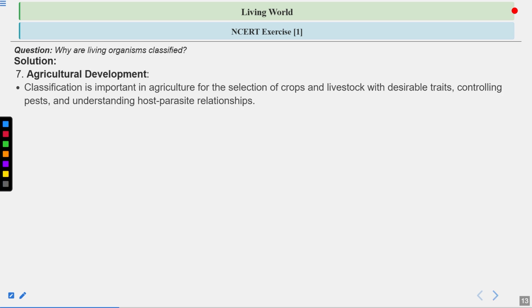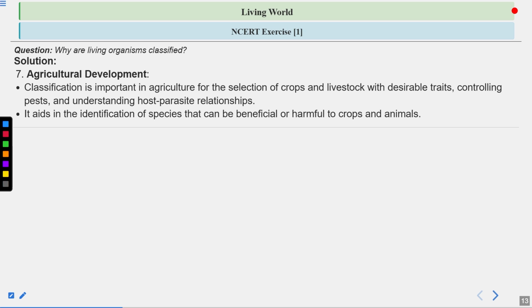Now, the next one is agricultural development. Why is classification important in agriculture? Because we can select crops and livestock having desirable characteristics. So now we have grouped the organisms into various categories based on similarities, based on common characteristics. So we know the characteristics of that group, or we know the characteristics of that organism. So we can select the plants or the livestock which have the desired traits. And then we can produce hybrids also. Clear? And these crops can be used for controlling pests also. So some of the crops can be pest resistant, and they can also be used to understand the host-parasite relationship.